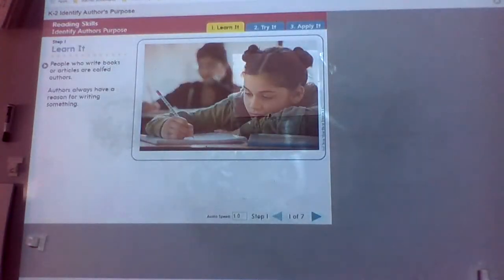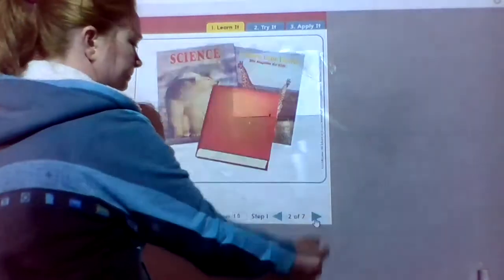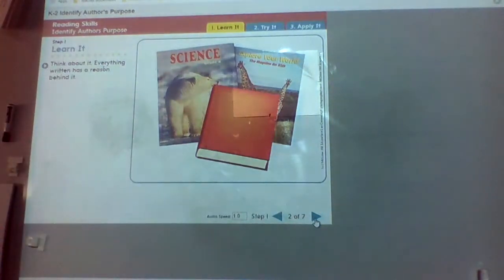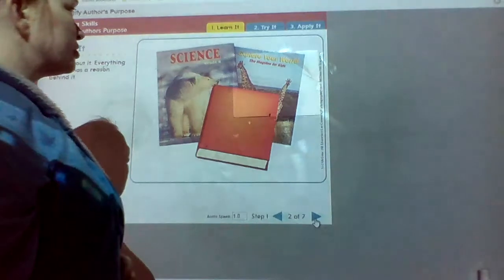Here we go. So, when we learn about an author's purpose, people who write books are authors. There's always a reason that an author is writing, okay? Everything has a reason to be written, okay? Authors don't just sit down and write just because. They have something they're trying to tell you.